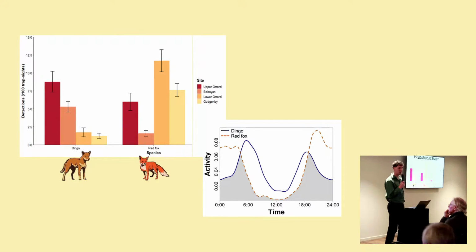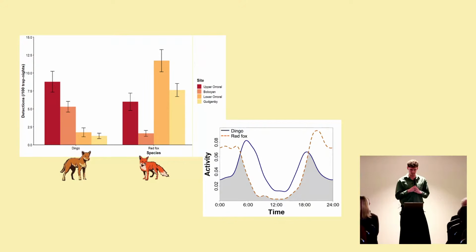Now we'll have a look at how the feral cats fit into this picture. Overall, cat activity was low across the 4 sites compared to dingoes and foxes, but you can see that there's a similar trend to the one the foxes had with dingoes. At the sites where there's high dingo activity, we had less feral cat activity, and then there was more feral cat activity at the sites with less dingo activity.